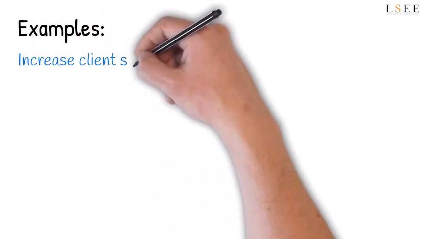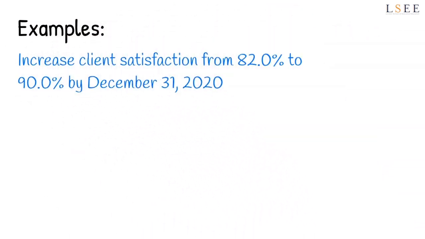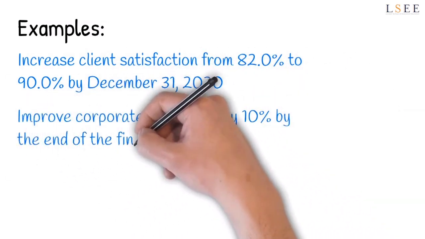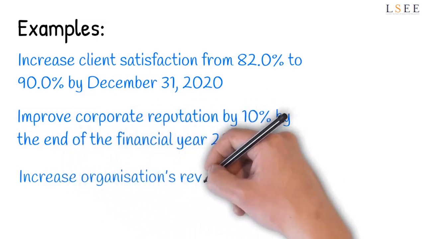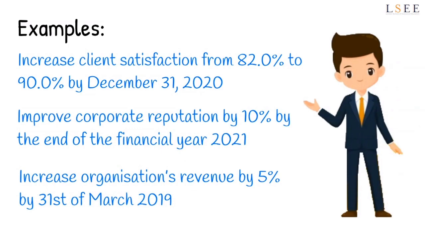Examples: increase client satisfaction from 82% to 90% by December 31, 2020. Improve corporate reputation by 10% by the end of the financial year 2021. Increase the organization's revenue by 5% by 31st of March 2019.